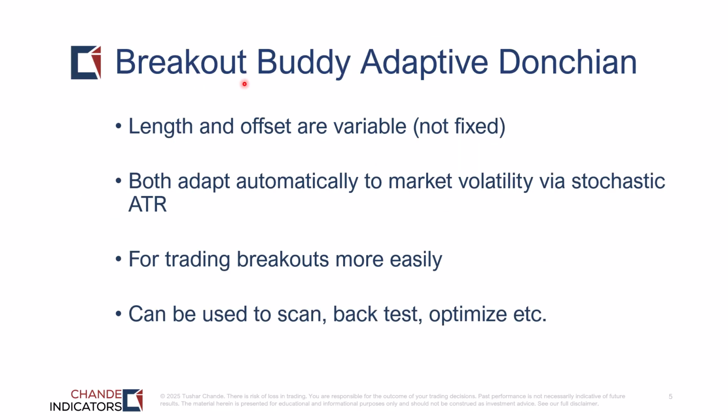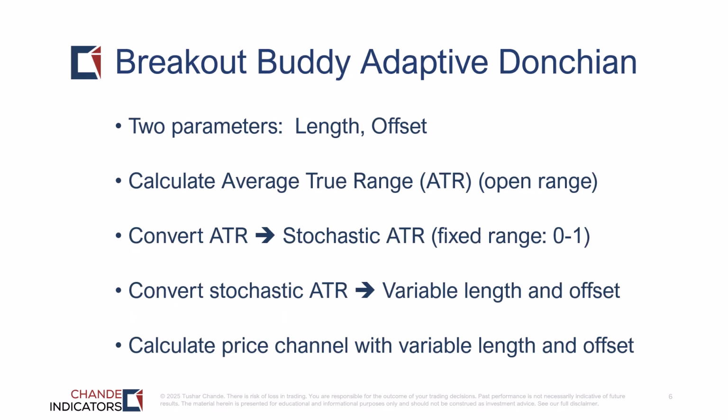So the Breakout Buddy is sort of an adaptive Donchian channel. So we still have two variables, the length and the offset, but they are variable and they're not fixed. And both adapt automatically to market volatility via the stochastic ATR calculation. And it's simply for trading breakouts more easily, and it can be used to scan and backtest and optimize, etc. within TrendSpider.